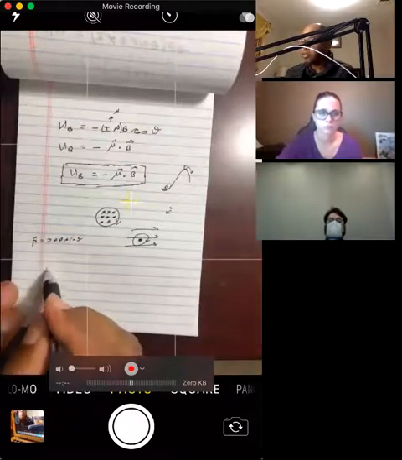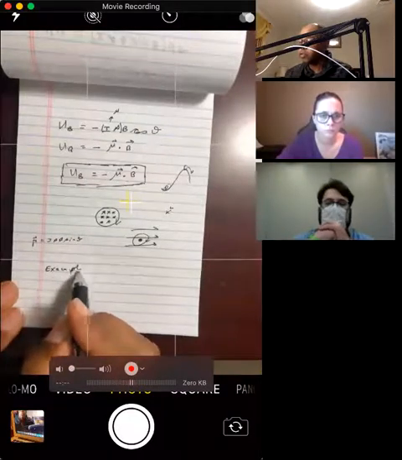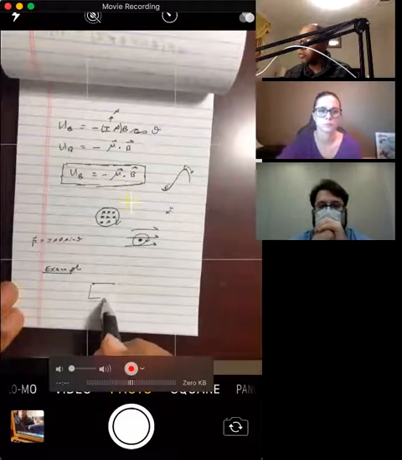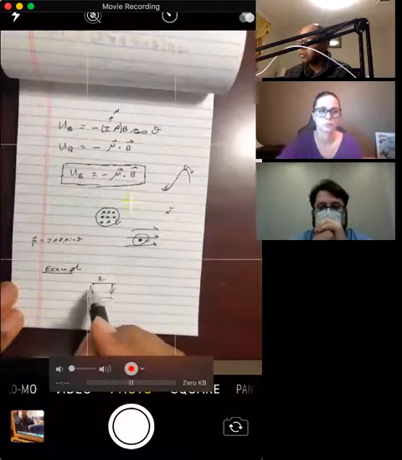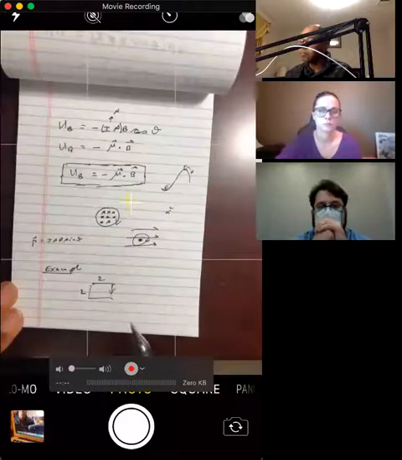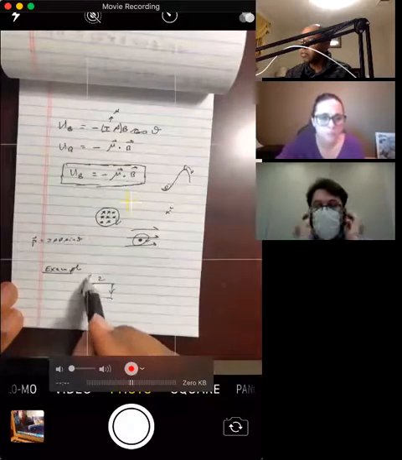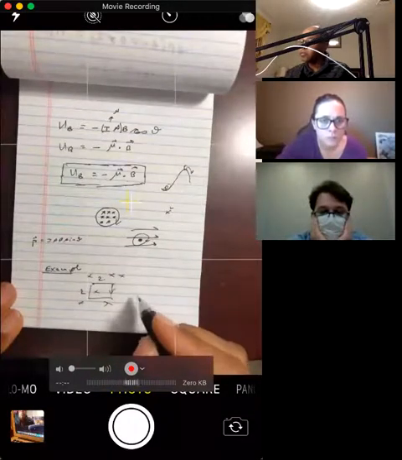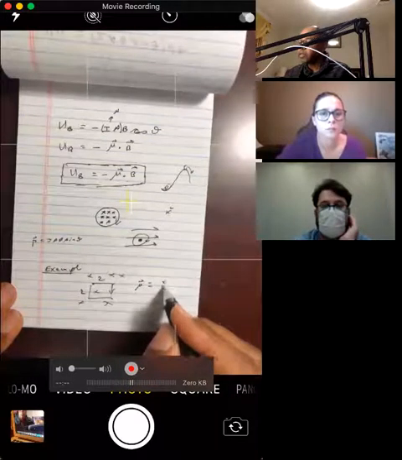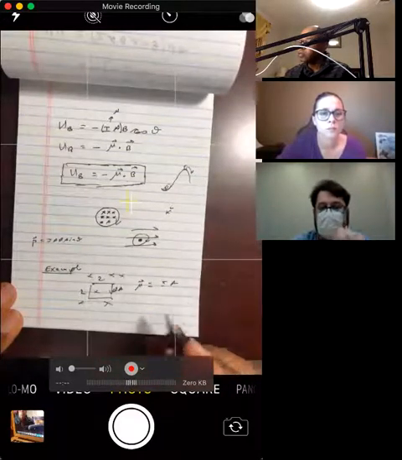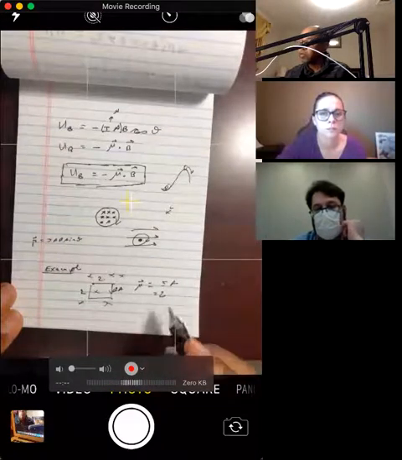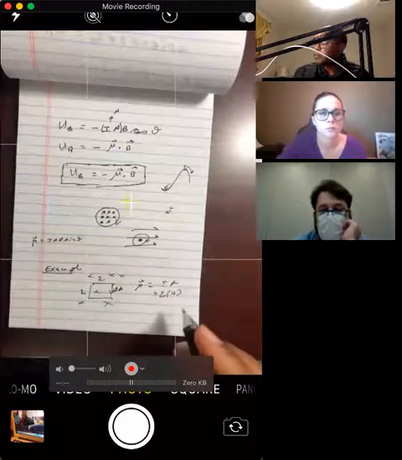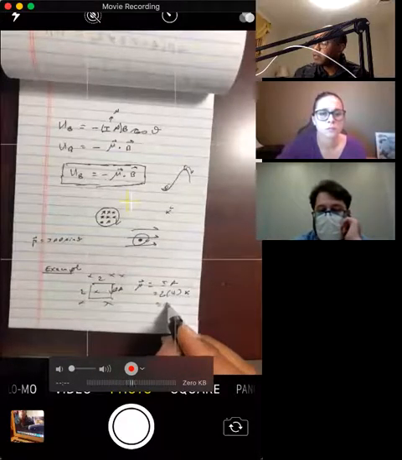I don't know if you have an example, but let's say we have the following example. Let's say we have this loop over here. Let's say it's 2 by 2. All right. So what is mu? Mu is I times A, right? Let's say it's 2 amps. So this would be 2, and the area is 4. What's the direction of the area? K, right? So the mu is 4K.